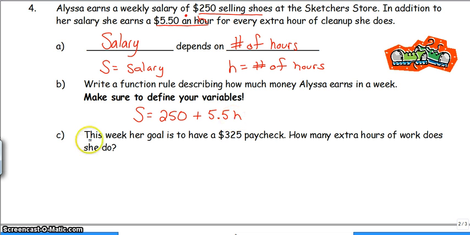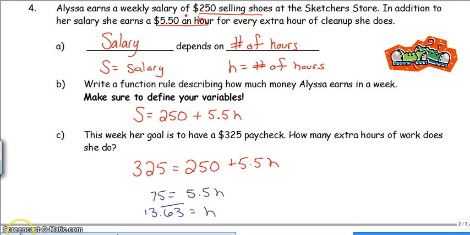Part C says, this week her goal is to make $325. How many extra hours of work does she do? So if she's getting paid hourly for that extra work, that's what we're looking for. We know that her salary, she wants to be $325. So when is that equal to 250 plus 5.5 H? We're solving for H here. If you haven't already done it, go ahead and do that now. Press pause, solve for H.